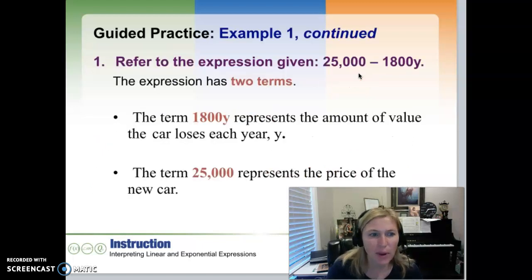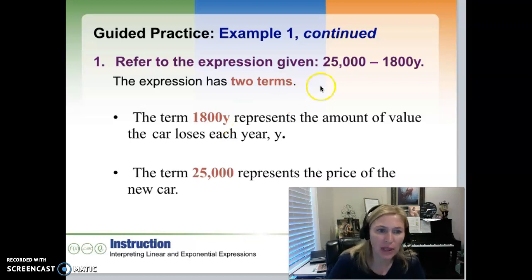So let's quickly talk about what we put in our book. Number 1, the term 1800y, that represents the value the car loses each year. And how do we represent loss? How do we represent loss? We're subtracting. By subtracting, that means we're taking away from it. Okay?